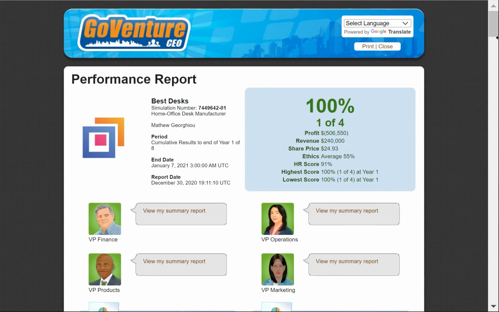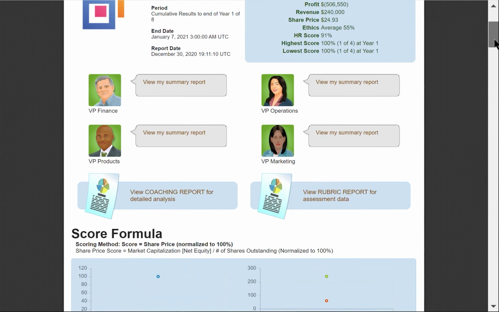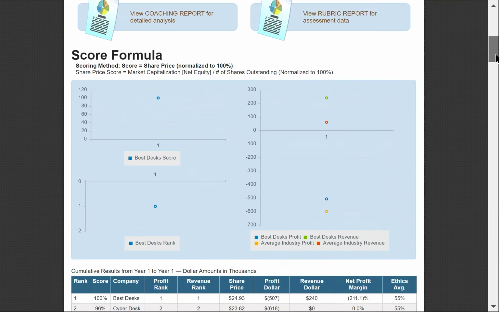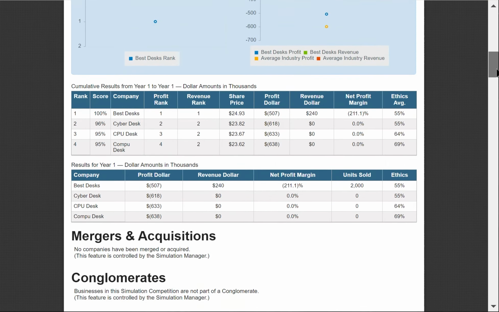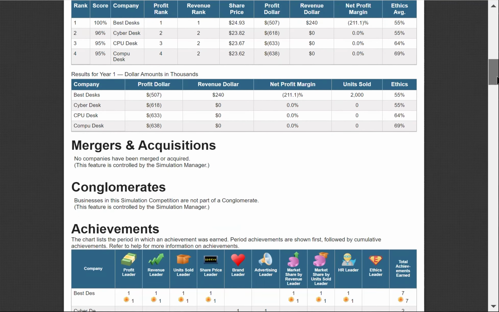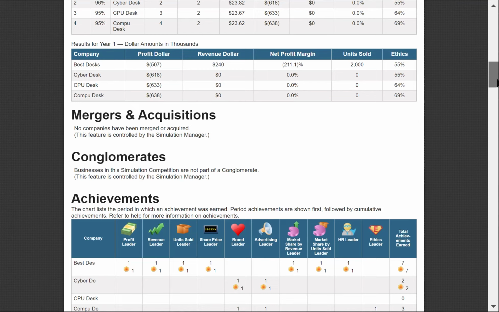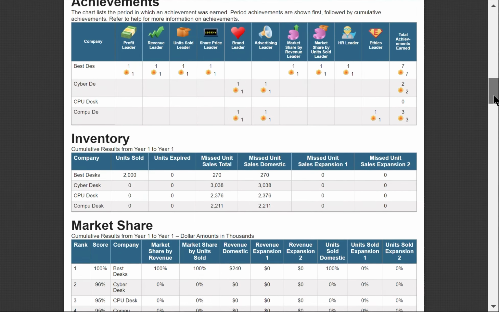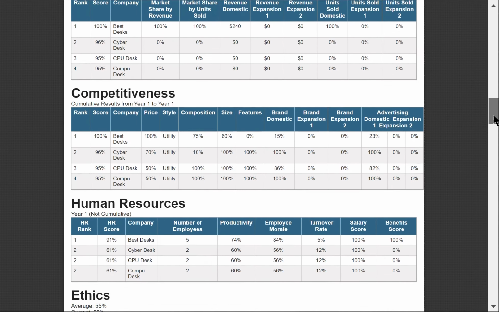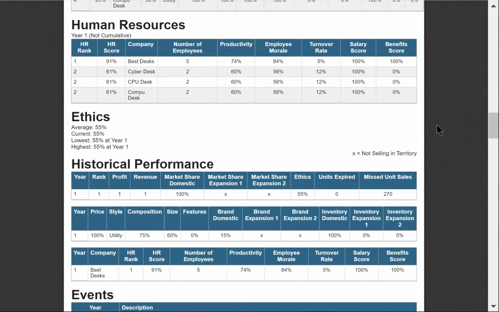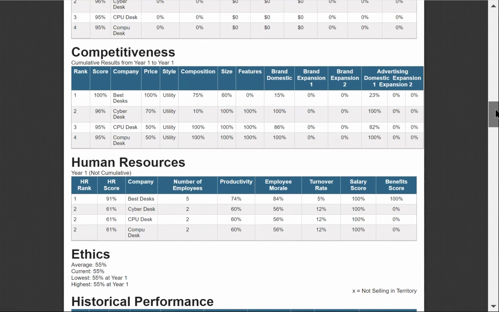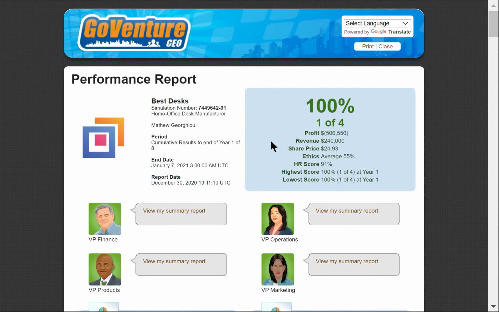The performance report shows us charts and graphs of how we did, and it compares our metrics to everyone else that we're competing with: revenue, profit, market share, achievements, inventory. Everything you need to know about your business is available in this report. And you should use it and assess it and analyze it closely to get better prepared for making decisions in the next period. So my simulation has now advanced to year 2.